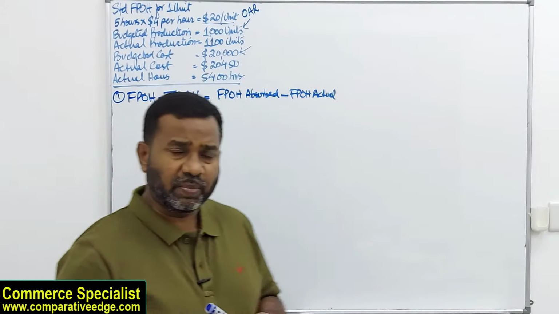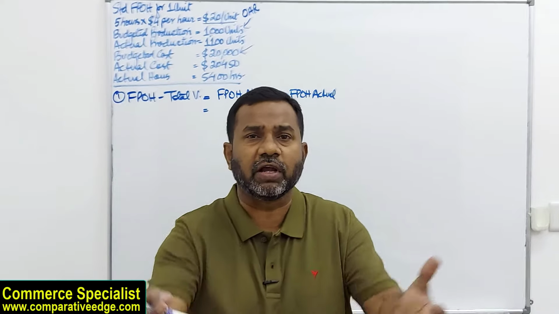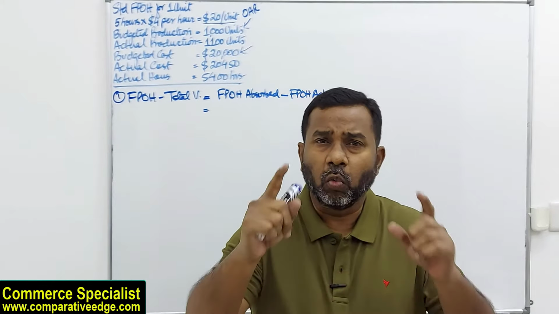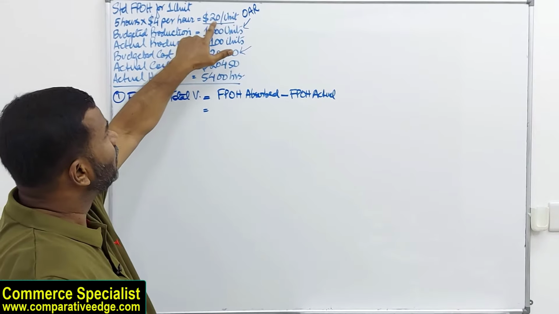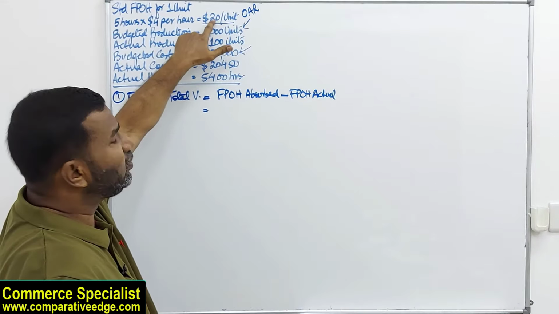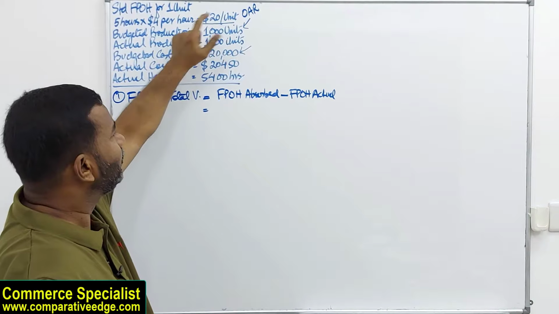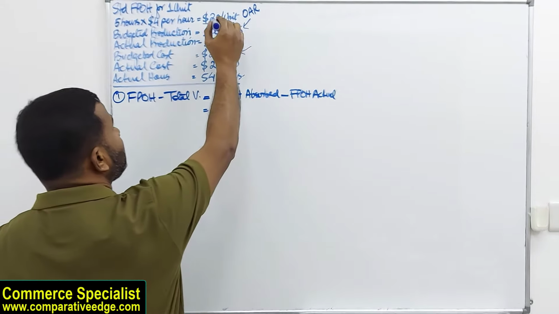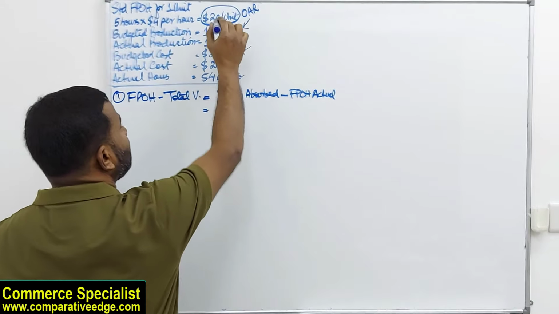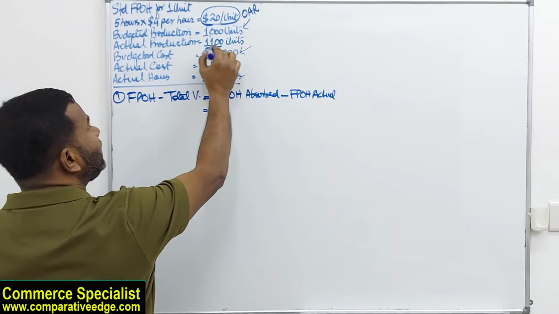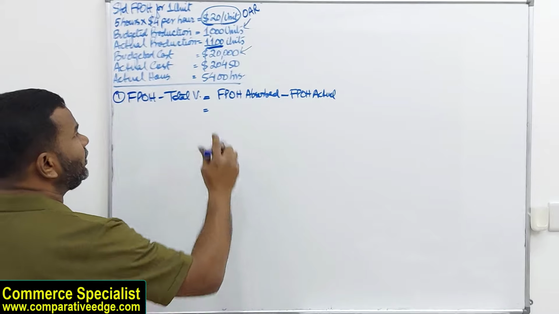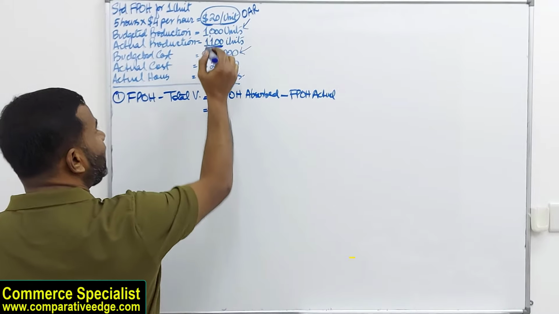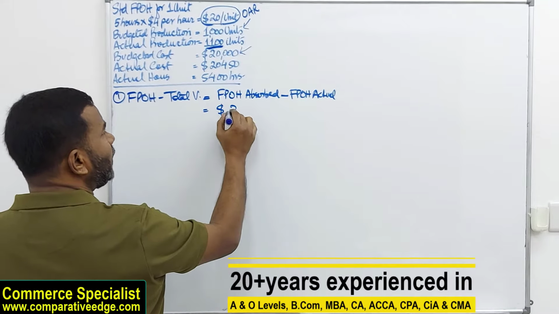Now here again, absorbed means recovered. What is the company's plan? The company's plan is to charge customers $20 per unit for fixed overhead. So the overhead absorption rate for one unit is $20. Actually, how many units did they sell? They sold 1,100 units. So 20 multiplied by 1,100 will give you 22,000.